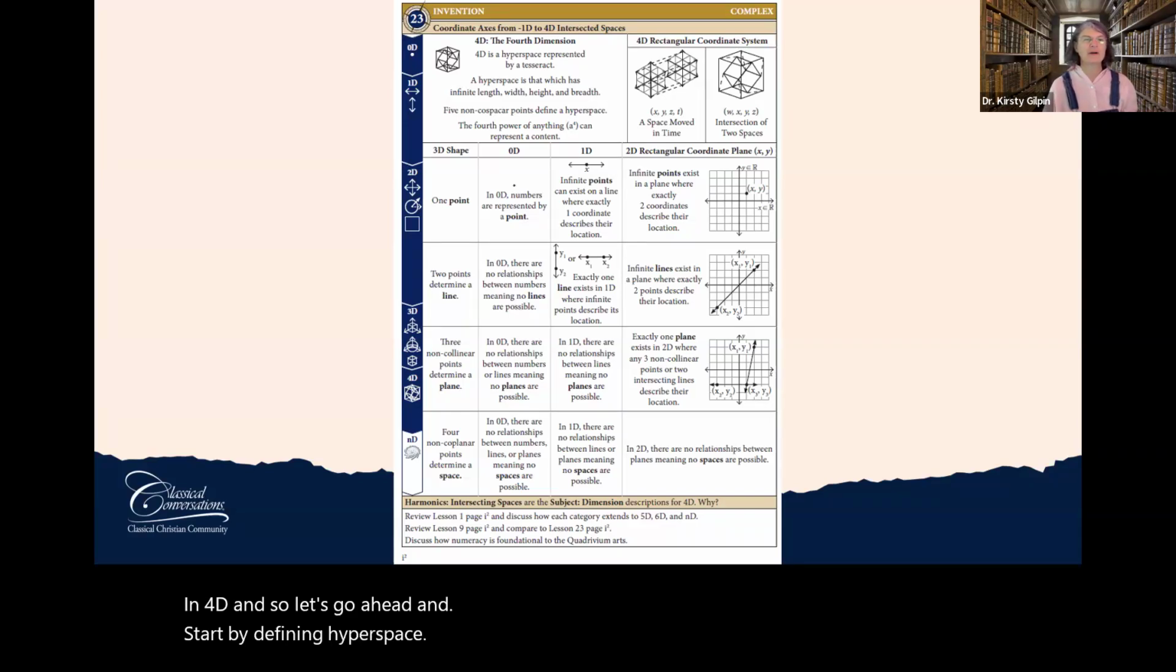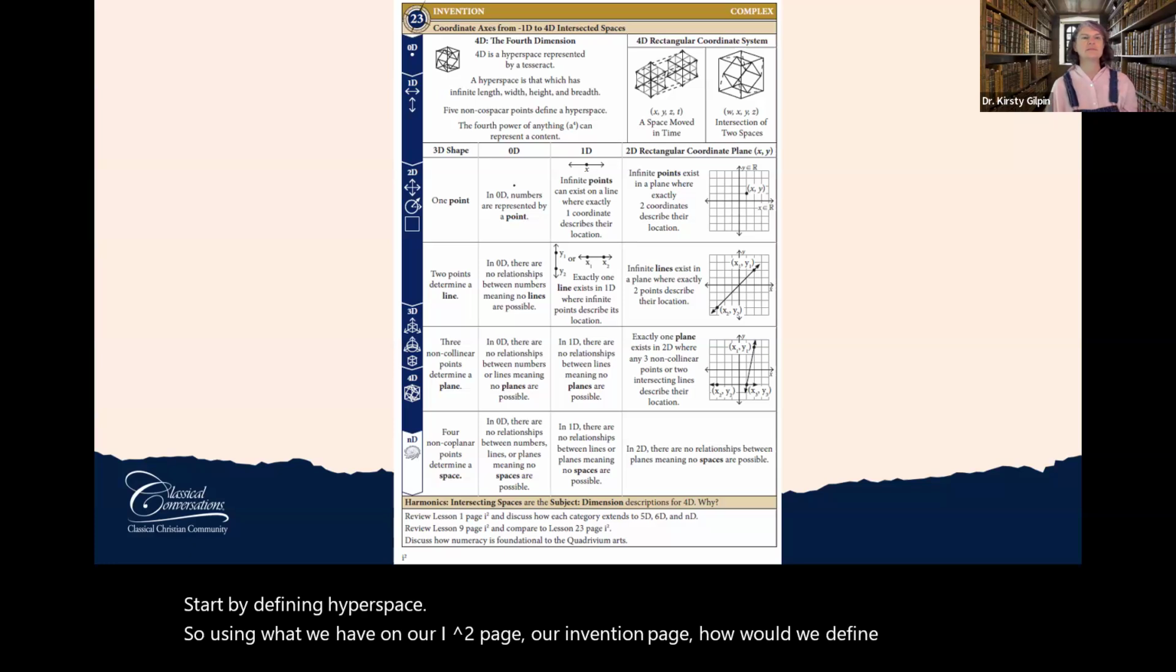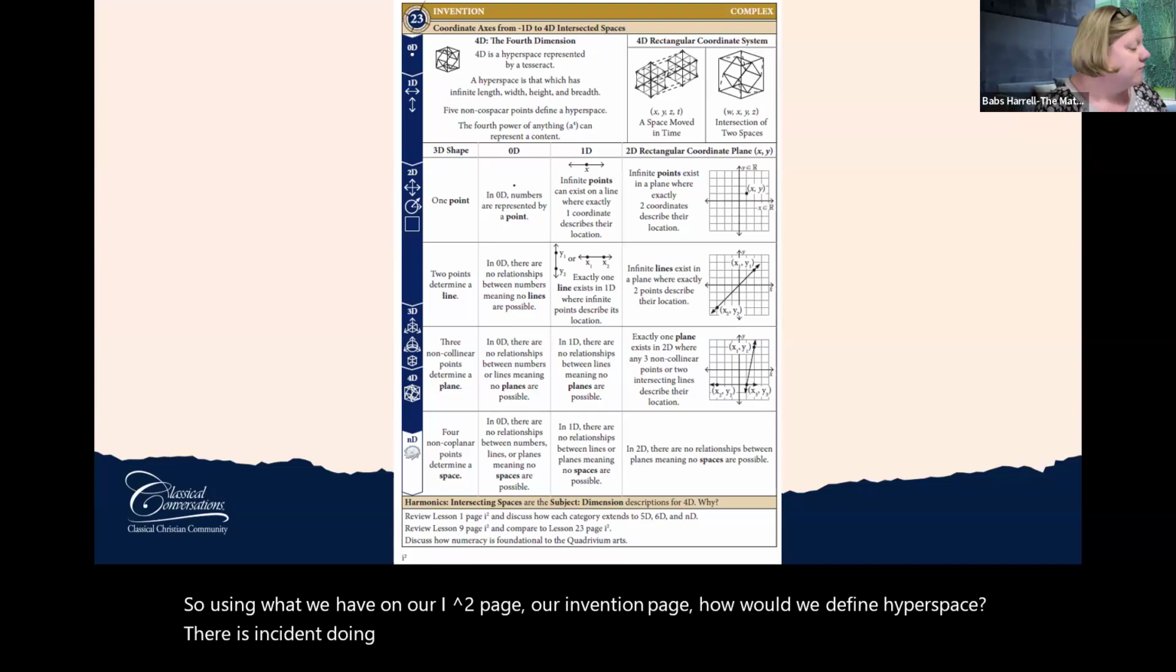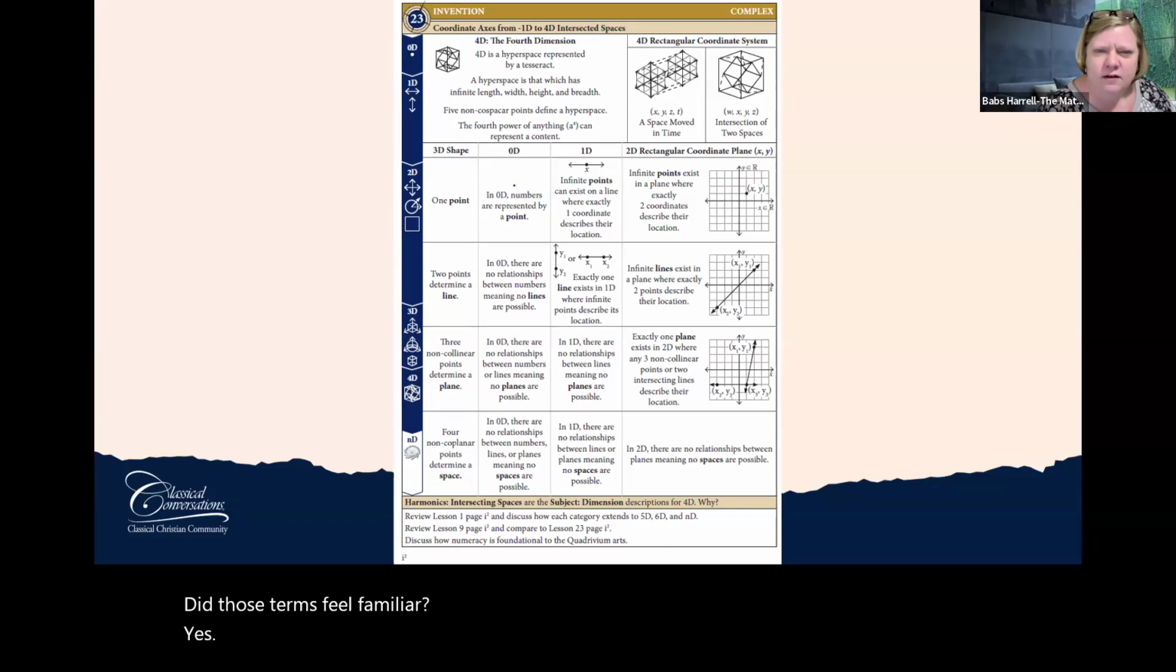Using what we have on our I squared page, our invention page, how would we define hyperspace? It has infinite length, width, height, and breadth. Did those terms feel familiar? Yes. I think, wasn't it week 1? Week 1, we had the dimensions and then characteristics of each one. And so that was one of the measurements, one of the lines.